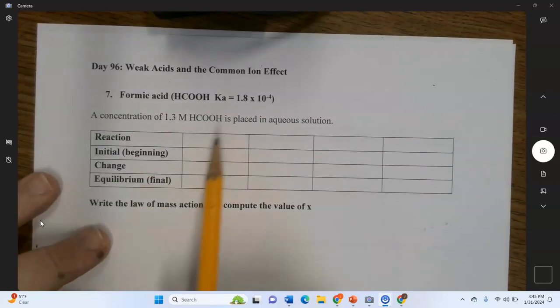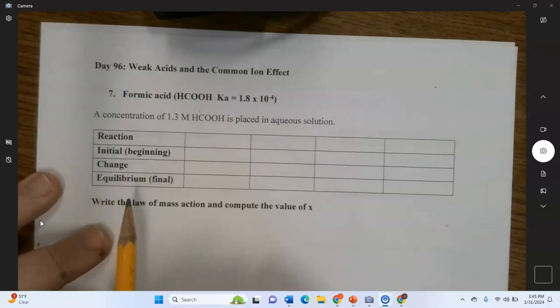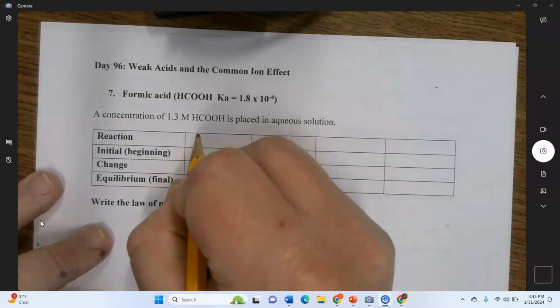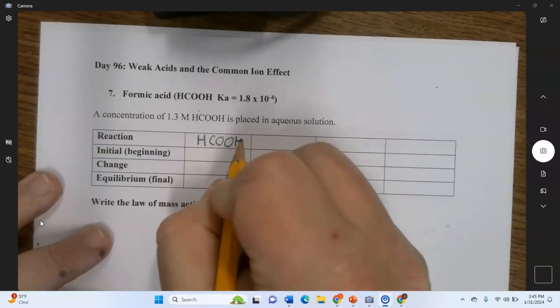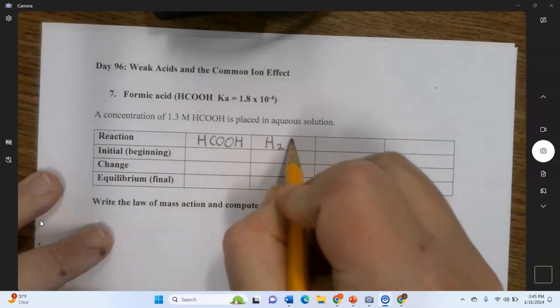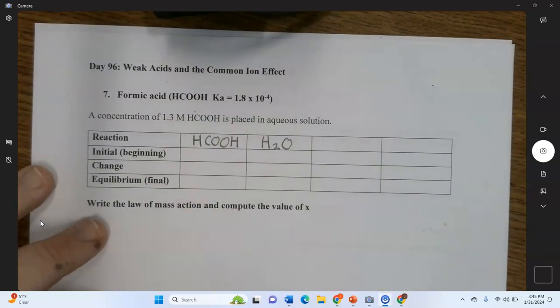So what we're talking about here is a weak acid. It's called formic acid. And we're going to write out the reaction here. So it donates a proton, and you're going to put it in water. So everything is in aqueous solution. That is a water solvent that we're putting this acid in.